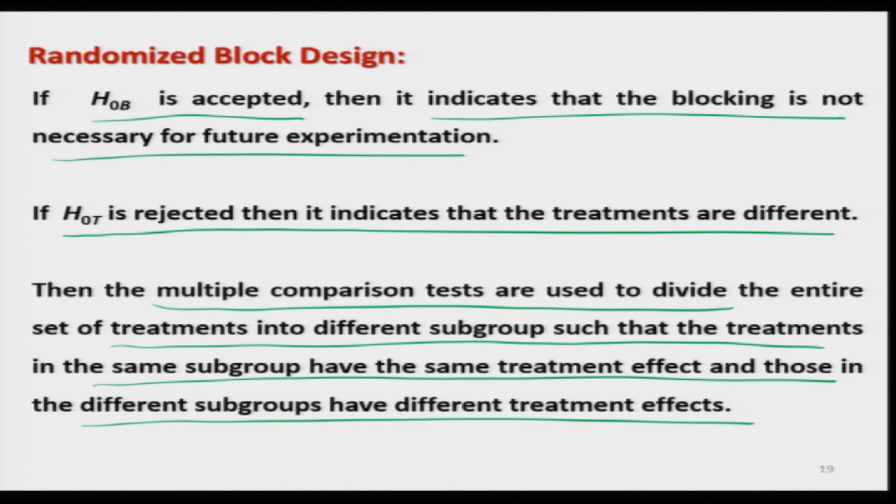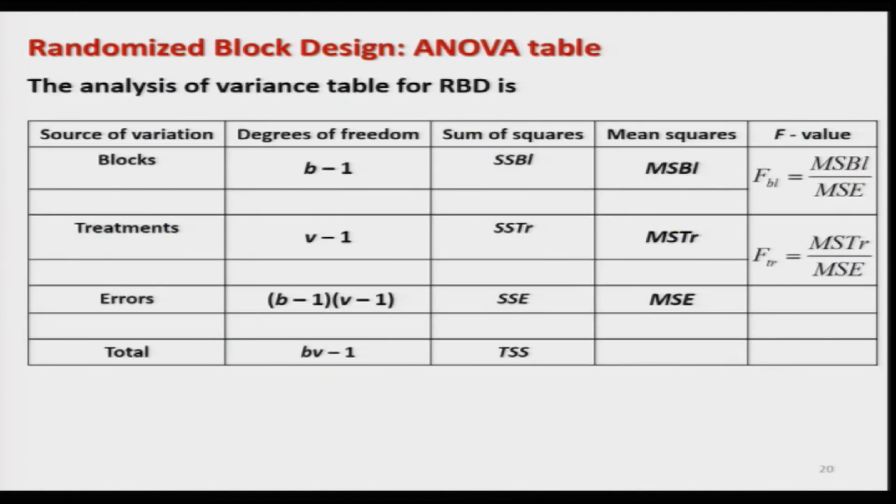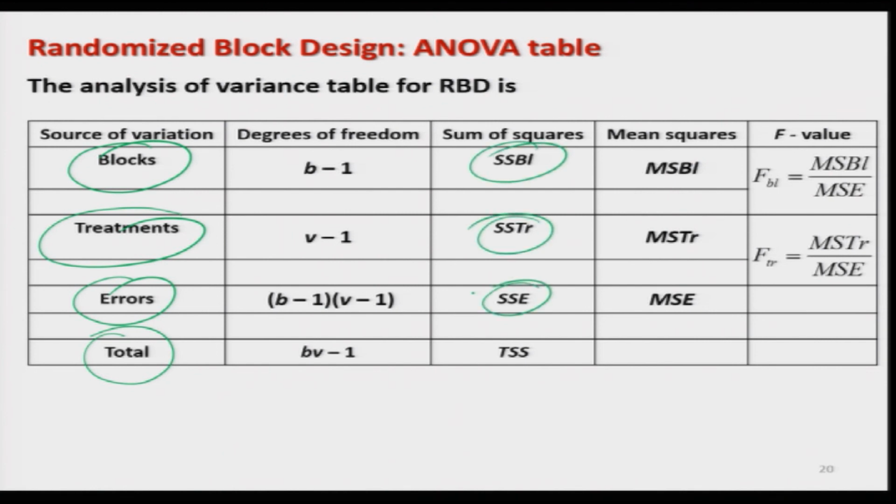So, this is the type of decision you are going to take. Now finally, all these results can be combined in the form of an analysis of variance table. This table will have the source of variation from blocks, treatments, errors, and total. The sum of squares due to total will be the sum of squares due to block, plus the sum of squares due to treatment, plus the sum of squares due to error.